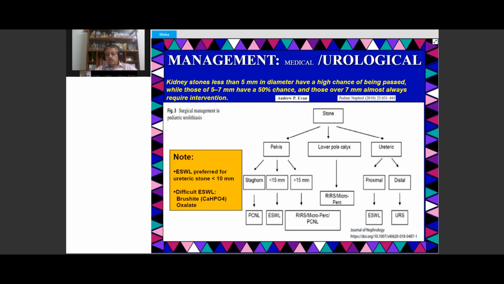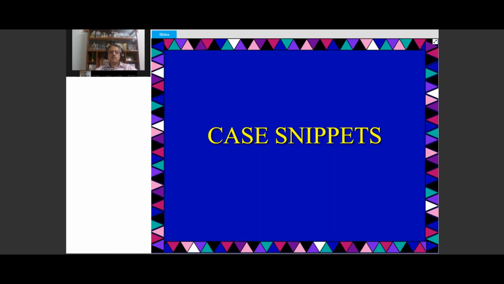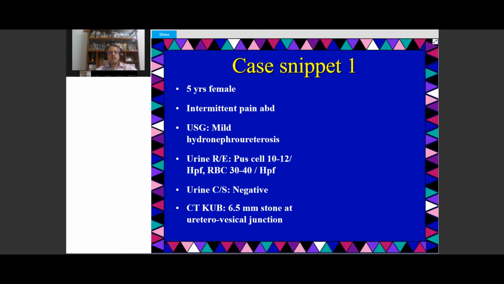So lastly, I'll now go through some case snippets quickly. This was a 5-year-old female with intermittent abdominal pain. USG showed mild hydroureteronephrosis. Urine showed pus cells 10 to 12, RBC 30 to 50, but culture was negative, and we did a CT scan. The highlight is that we did not see any stone on the ultrasound, but we still did a CT scan because of the high suspicion and this culture-negative pyuria.